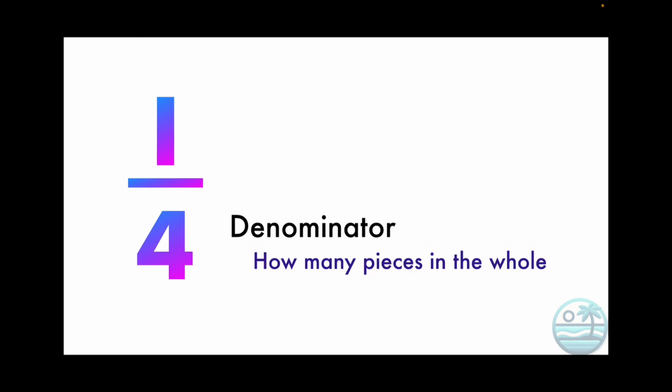This is an example of how a fraction is written. The number on the bottom is called your denominator, and your denominator tells you how many pieces are in the whole. Again, when we say whole, we're talking about the entire thing. So if this were a candy bar, it would be cut into 4 equal pieces.